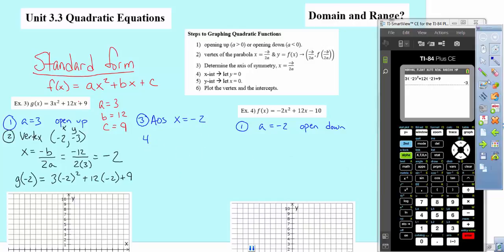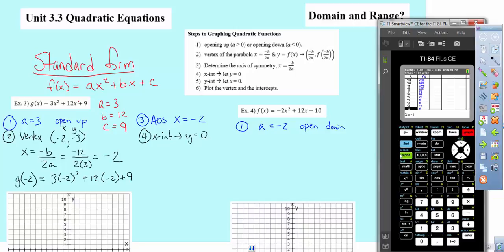Number 4, oops, I'm supposed to change colors. Number 4 is going to be our x-intercepts. If we're looking for the x-intercepts, we let y be equal to 0. So we go to our table and look for y equals 0. In this one we can actually see them, because they occur at whole integers. So our x-intercepts occur at negative 3, 0, and negative 1, 0.